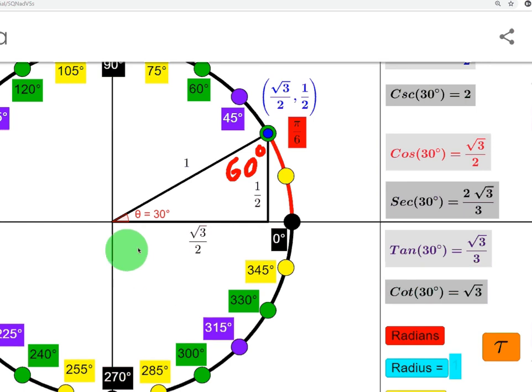When looking at the unit circle long enough, you start to notice some patterns. We're going to talk about one of those patterns today, namely cofunction identities. Take a look at 30 degrees here.